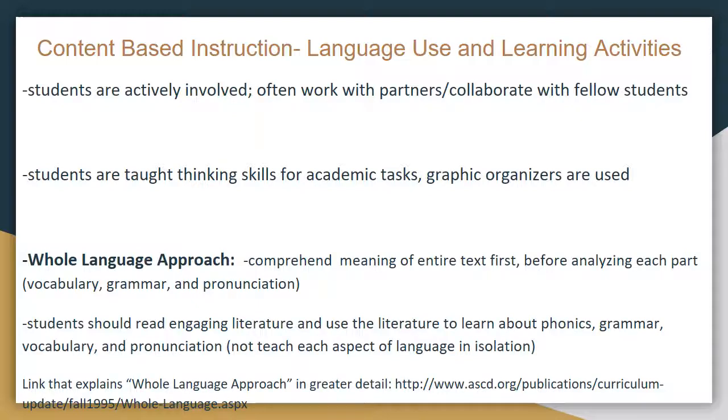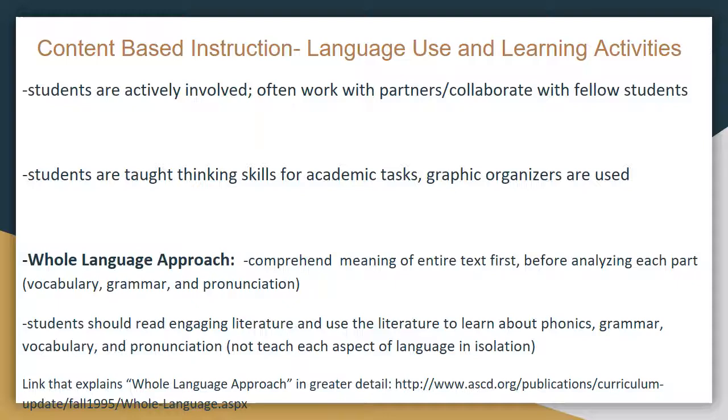Other features of content-based instruction are that students are actively involved. They're often working with partners or in small groups to facilitate collaboration with fellow students. That helps increase engagement and also provides scaffolds with peers who might have more content knowledge or more academic vocabulary in English, who can help those English language learners and support them.